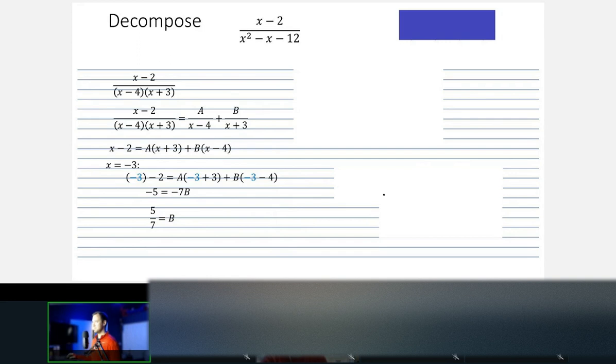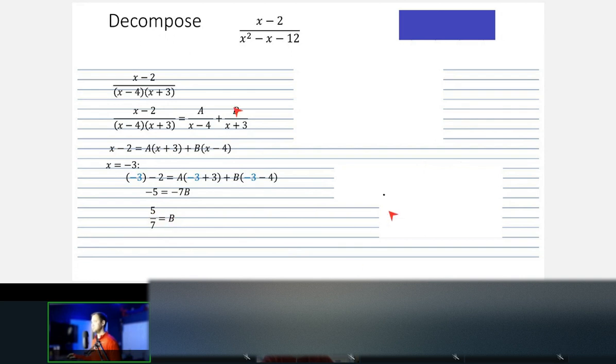So the first one is when X is -3, and like some of you noticed or said in chat, X has to be -3 in order to eliminate this term. So that's why we chose -3. So we plug in -3 into all the X's. It eliminates this, right? Because 0 times anything is 0. And so we do the math and we get B is 5/7.